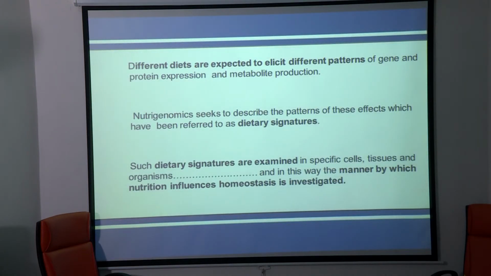So different diets are expected to elicit different patterns of gene expression, protein expression and metabolite profile. And nutrigenomics' job is to identify those patterns, which have been referred to as dietary signals. And these dietary signals are examined in the cell, the tissue or the organism, and in this way nutrition influences the complete cell homeostasis. This is what we need to investigate, right?